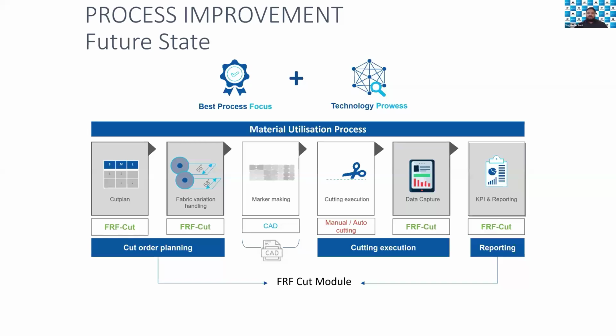Then in marker making, as we know, the CAD system is crucial to create an efficient marker. But as we discussed earlier, the initial inputs are very important for that CAD marker to be efficient. So our product integrates with the CAD system and works in sync with optimized data, and it ensures that marker layouts are based on precise and accurate inputs, and that will further improve the fabric utilization.